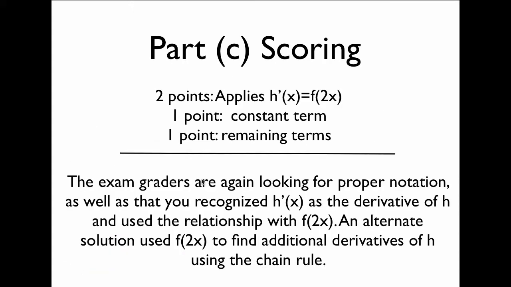Finally, on the scoring, you get 4 points for this question. They really wanted to see that you use the h prime equals f of 2x, and then you got a point for the constant, that's the term h of 0 equals 7, and 1 point for the remaining terms. There is an alternate solution online if you'd like to look at that as well.